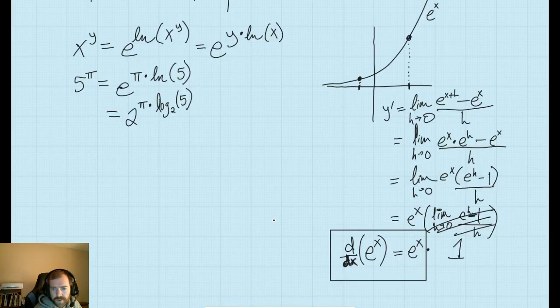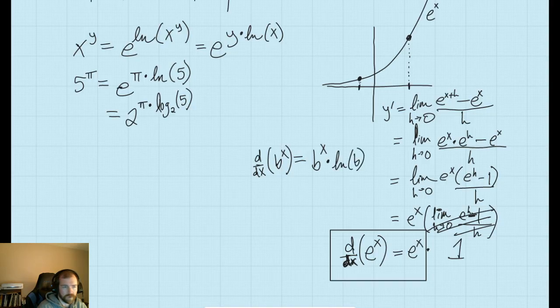So our derivative function for all exponentials ends up being that if you have the derivative d dx of b to the x, we're going to end up with b to the x times natural log of b. Whatever that b value was, whatever our base is, it's the natural log of that base. And then it also works out the same way if you want to do anything else. So if you wanted to do it in terms of log base 2, it's going to be log base 2 of b over log base 2 of e. So you might as well just use natural log.